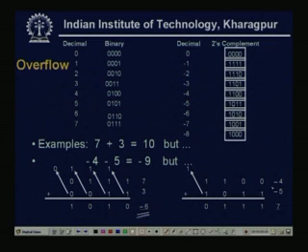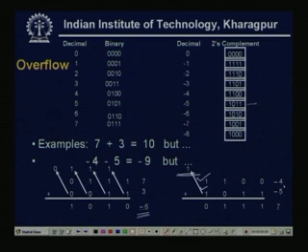Similarly, here minus 4 and minus 5. So, minus 4 is 1 1 0 0 in 2's complement representation, and minus 5 is 1 0 1 1. Now, if we add these two, 0 plus 1 is 1, 0 plus 1 is 1, 1 plus 0 is 1, 1 1 0, and this is carry 1.